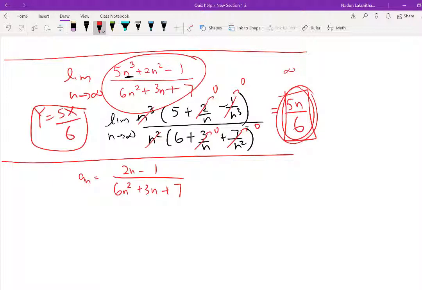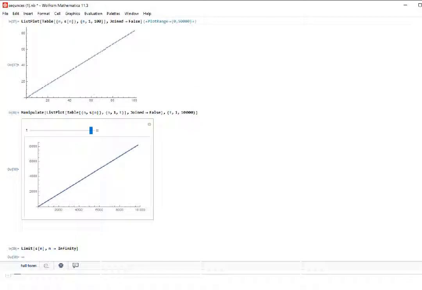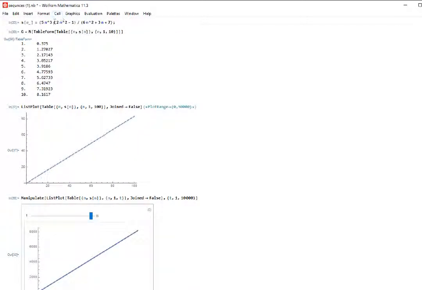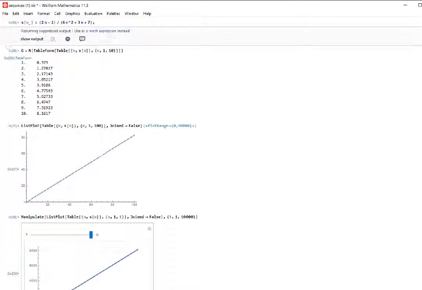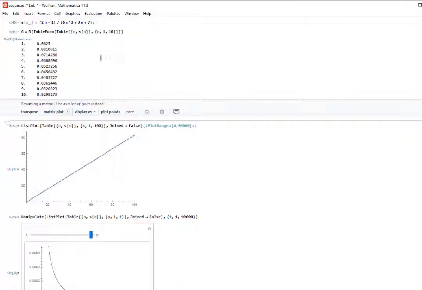Now in the third example, the numerator is a first degree polynomial, and the denominator is a second degree polynomial. So let's visualize what happens. Let me quickly edit. Here n square should be n. Okay, let's see what happens. If you visualize the table, you can see the values are getting smaller, right? 0.36, 0.32, 0.29.